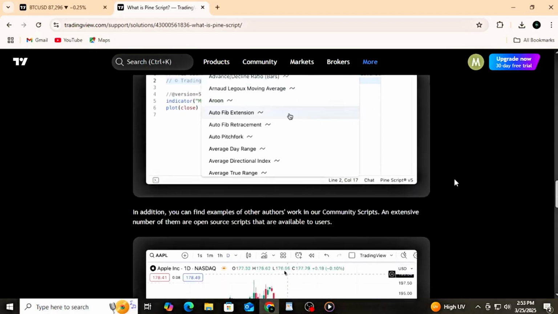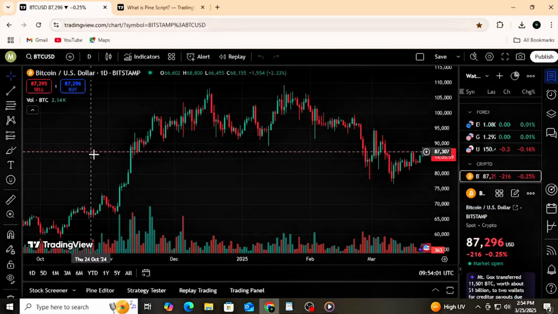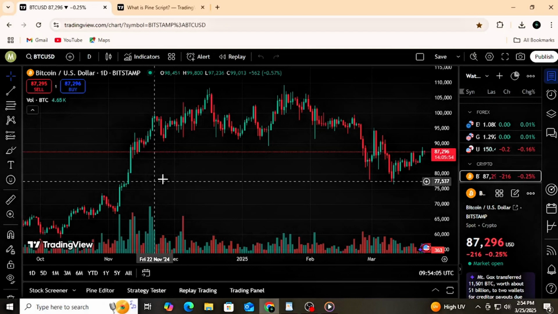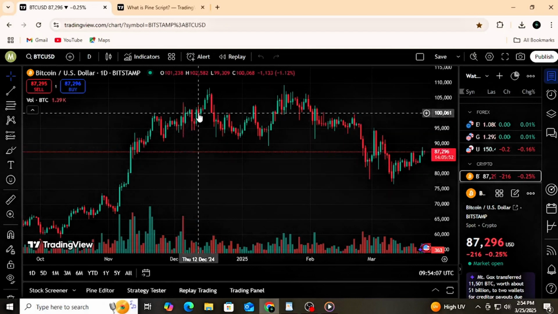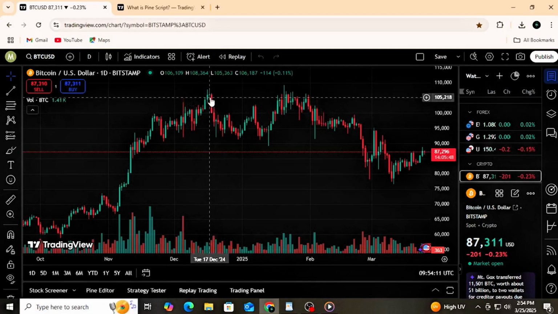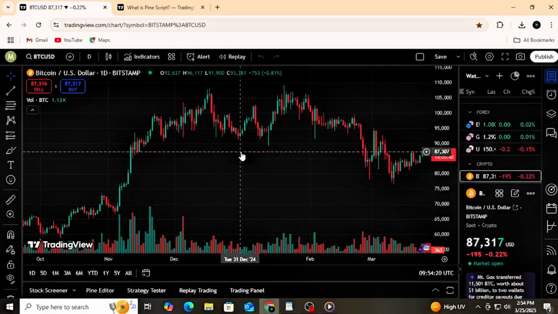Let's get started. PineScript runs directly in TradingView. Unlike general-purpose programming languages, it does not require an external environment or setup. You can write and execute PineScript code within the TradingView platform. This makes it convenient because users do not need to install additional software or dependencies. The scripts are executed on TradingView's servers, meaning they are optimized for performance and speed.